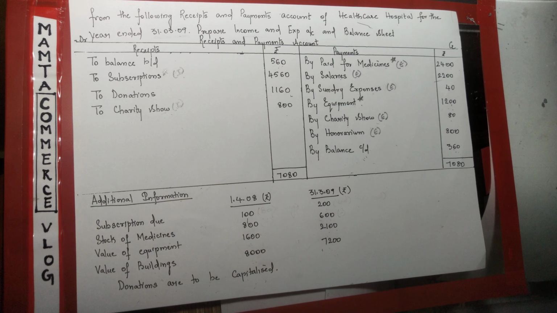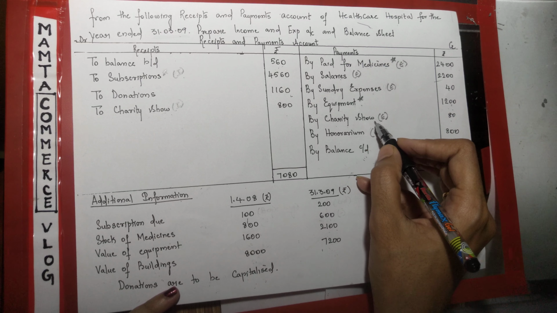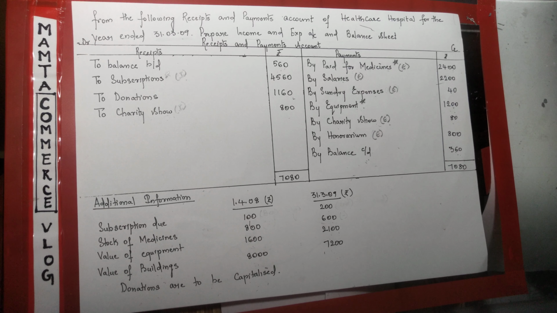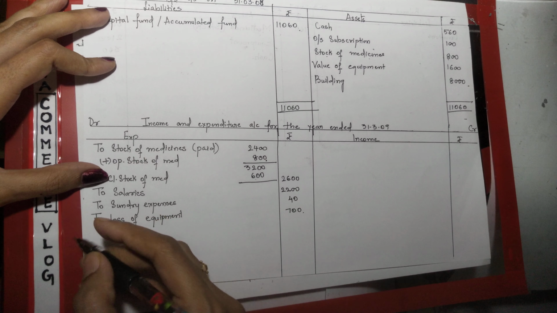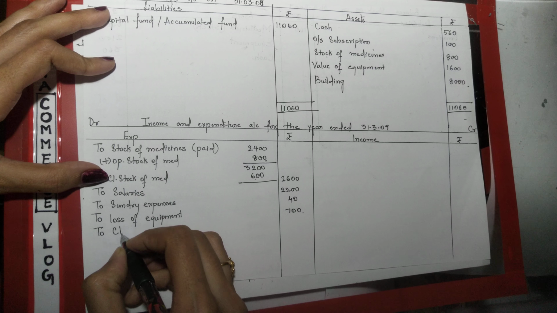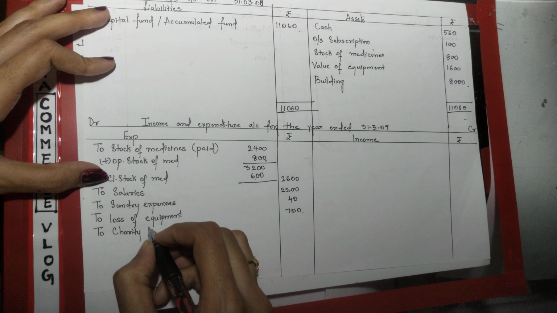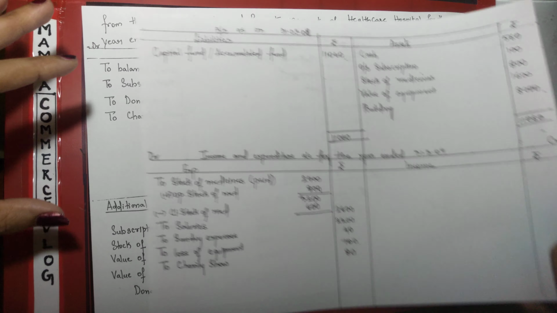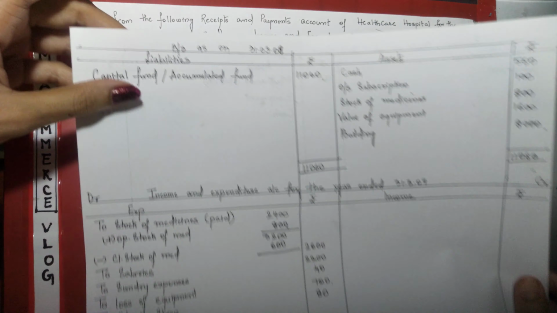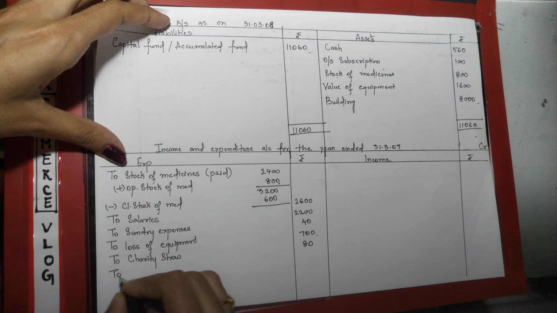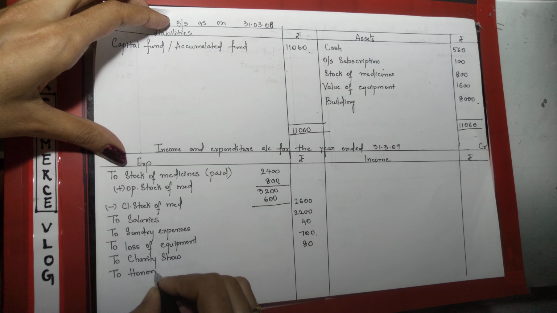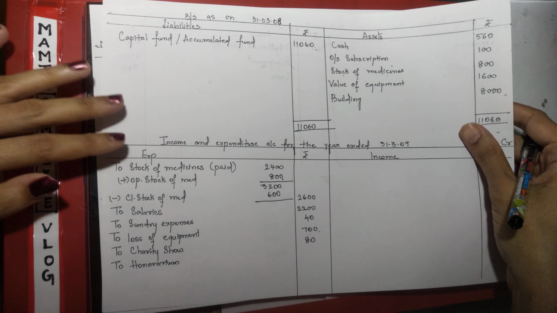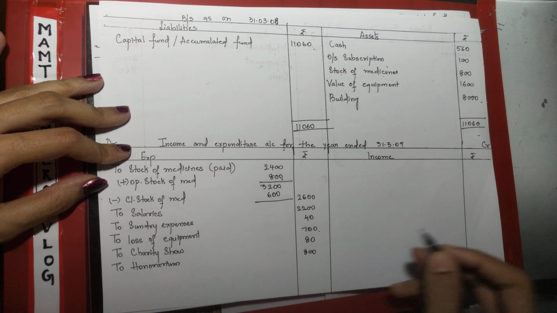The next point is charity show. Charity show, as it is given on the payment side, is an expenditure to us. So here I will write to charity show 80 rupees. Next we have honorarium. Honorarium is also an expenditure. So to honorarium the amount is 800. So here I will write 800.